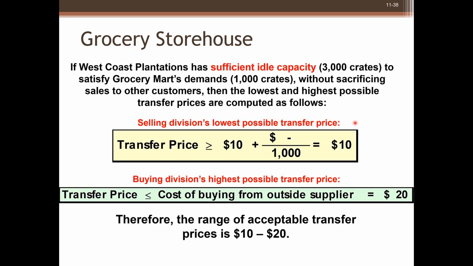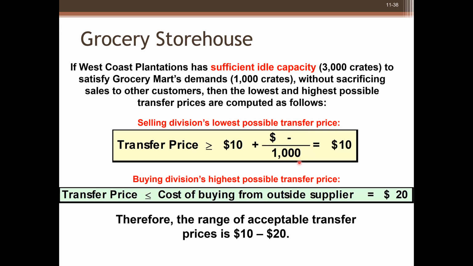If we take a look at the equation in previous slide, transfer price in this scenario should be greater than or equal to variable cost per unit plus total contribution margin on lost sales divided by number of units transferred. So if we follow the equation, $10, this is a variable cost per unit, plus 0 contribution margin on lost sales divided by number of units transferred.